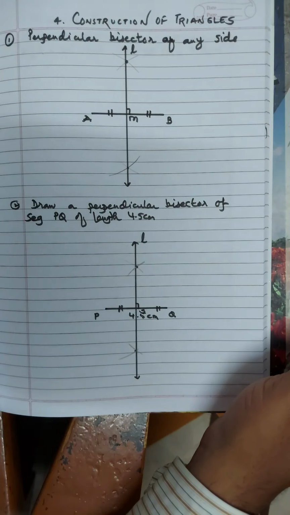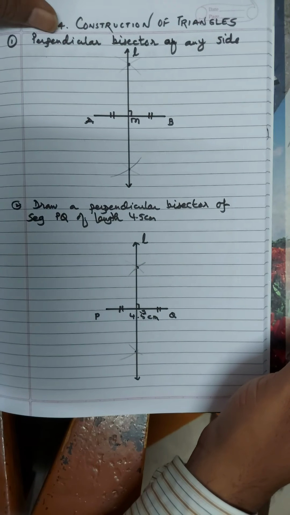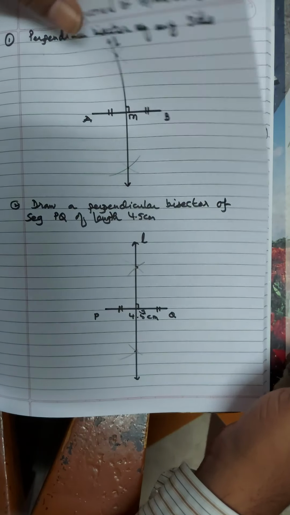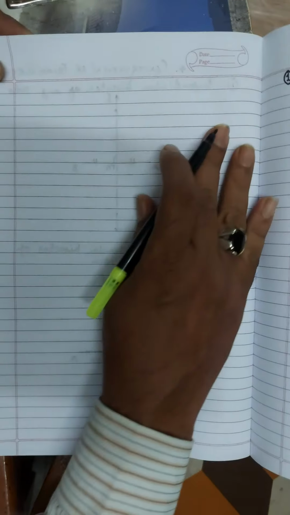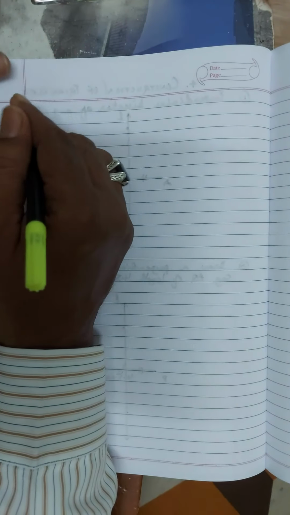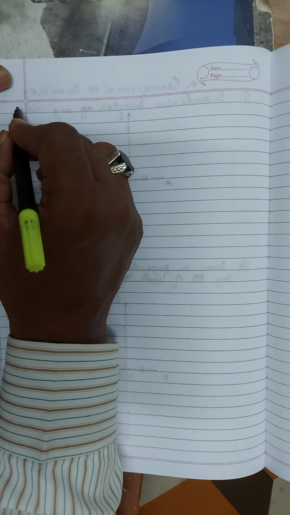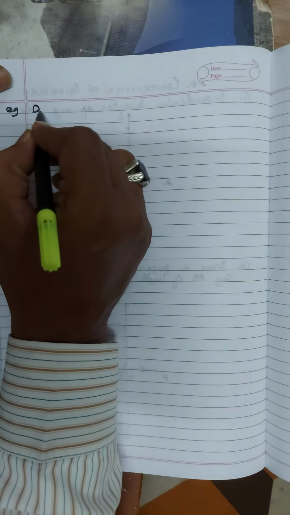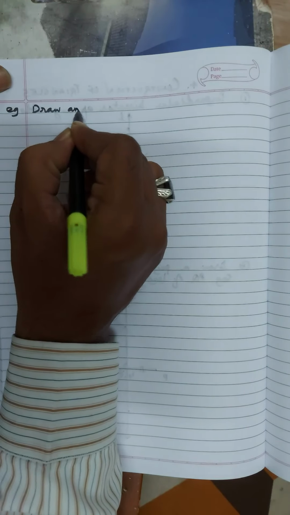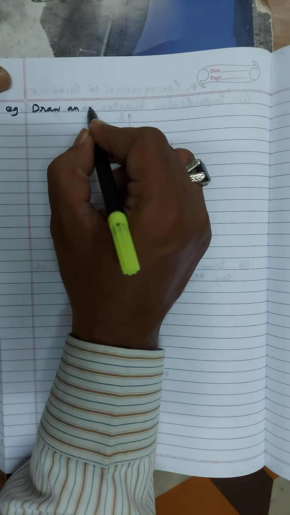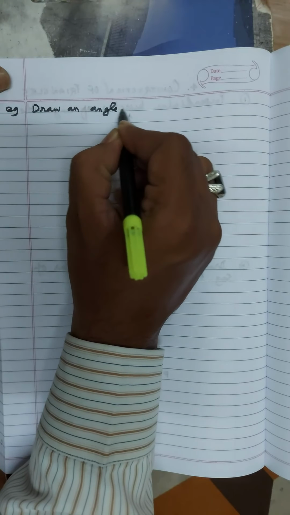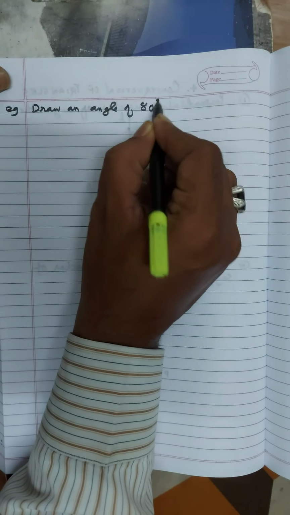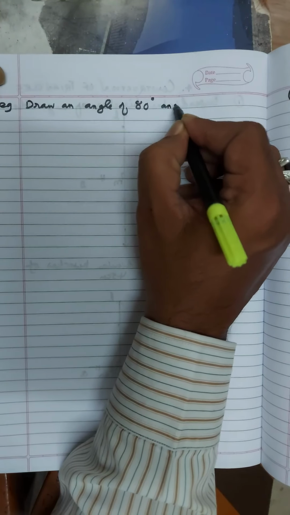If the question is to draw an angle of, suppose, 80 degrees or 50 degrees and bisect it, an angle is also asked in the examination. Okay, so draw an angle. Suppose, for example, draw an angle of 80 degrees and bisect it.